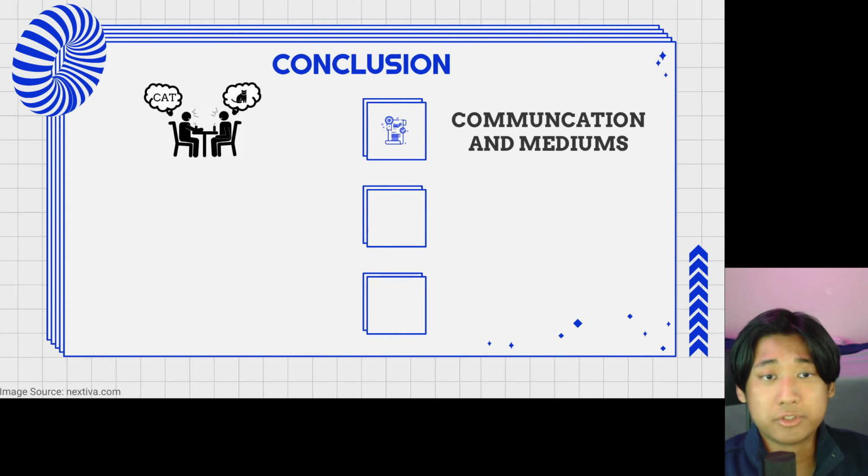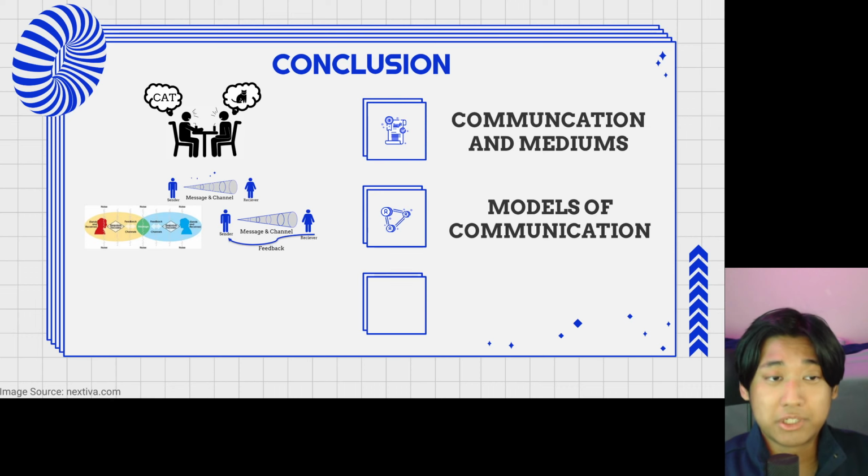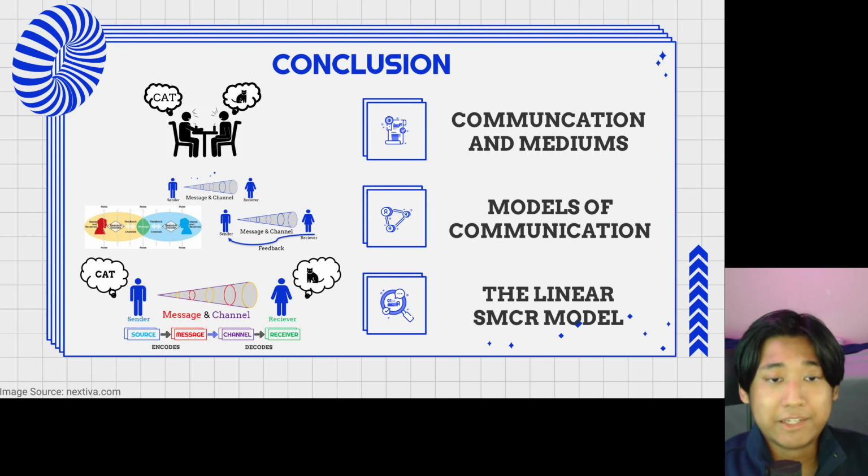So, in conclusion, we looked at communication. It's the act of transferring information from one place, person, or group to another. And we looked at four different mediums. Then we looked at three models of communication: the linear, the interactive, and the transactional model of communication. Then we looked at the linear SMCR model in more depth.